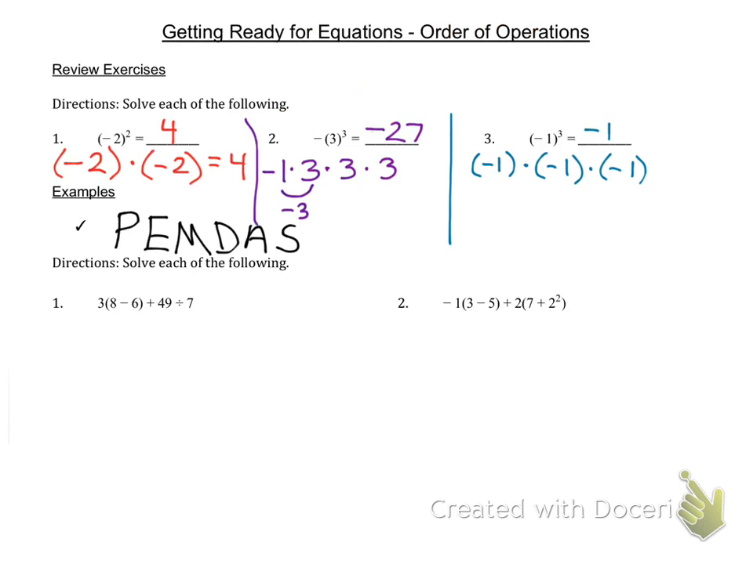Okay, so let's look at number 1. The directions say solve each of the following. So I have this problem right here, and according to order of operations, I want to look for parentheses. And I see parentheses right here. So you want to solve anything inside of the parentheses first, according to the PEMDAS rules, according to order of operations. Well, in this problem, there's only one operation, which is subtraction, so you're going to do that first. So 8 minus 6 is 2. So now I'm going to rewrite the problem with 2 there instead of 8 minus 6.